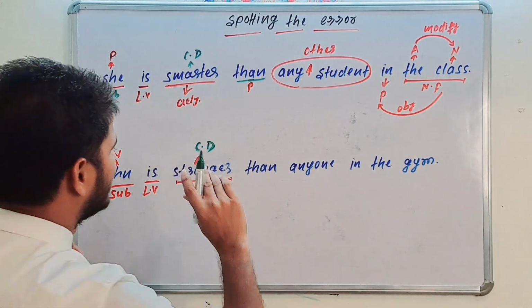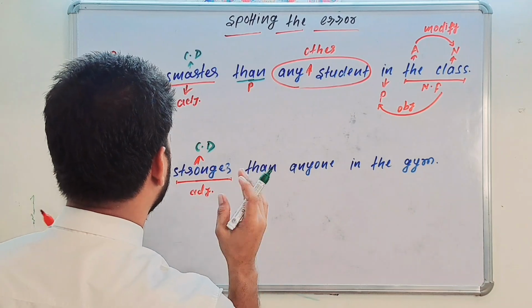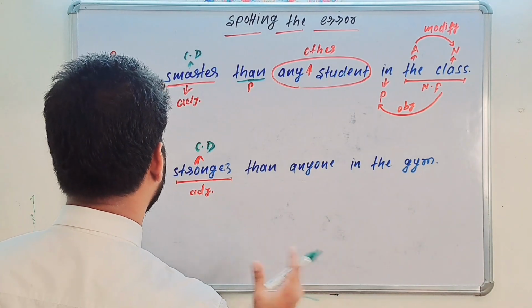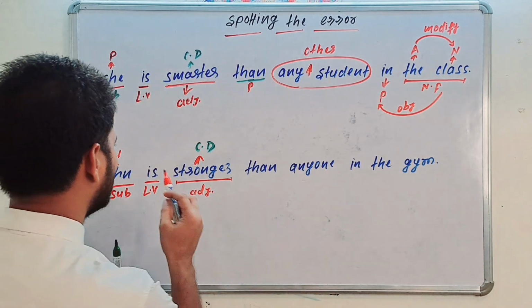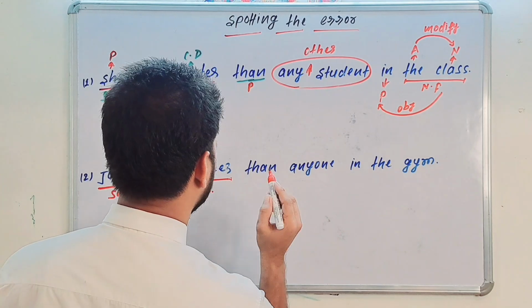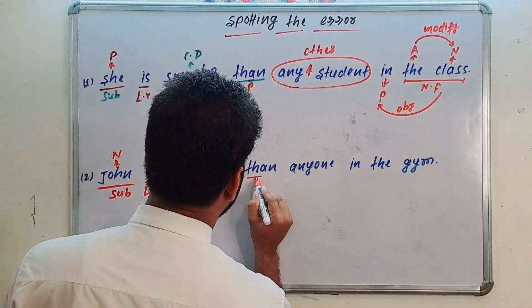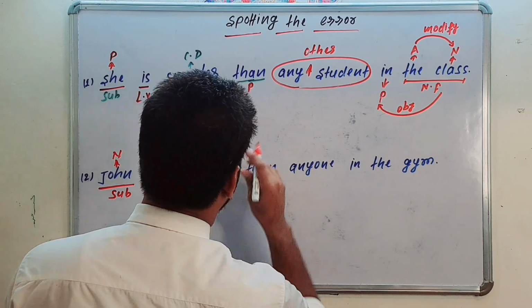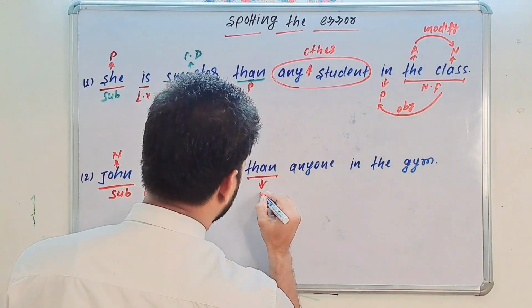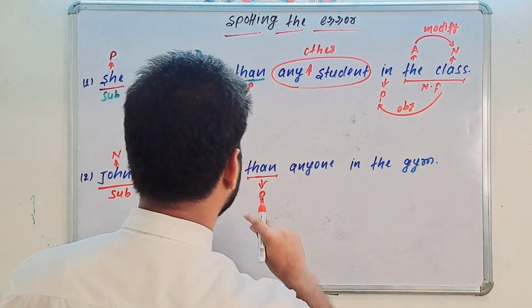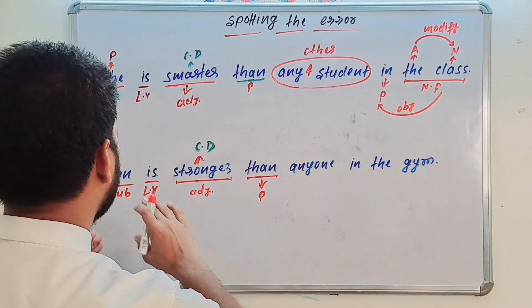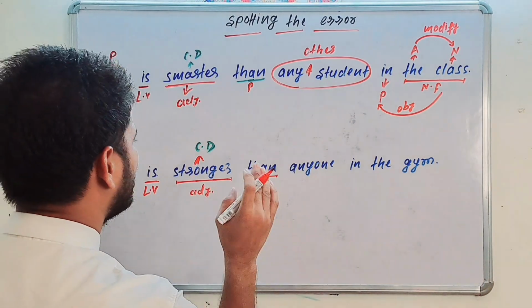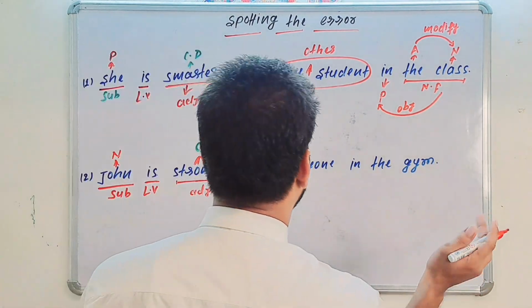Adjective, but comparative degree, like stronger, smarter, better, and like that. Here, John is stronger than... as you know, "than" is a preposition. From the example here, this is your preposition: John is stronger than anyone in the gym.